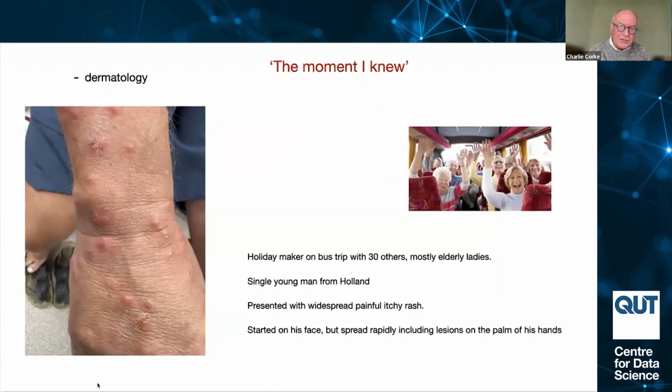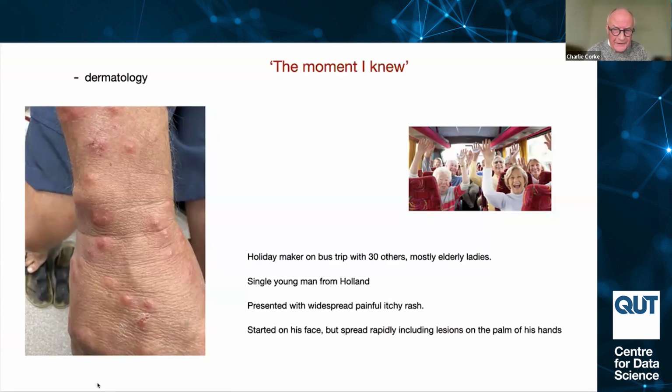And personally, people ask you, what's the moment you knew that this is something whose time has come? Well, the moment I knew. I work in a little emergency department, only 4 beds, in a little country town where I live. And there was a holidaymaker on a bus trip with 30 others who were mostly elderly ladies. So I've given you a little illustration of elderly ladies happily on the bus there. He was a single man from Holland. I don't know what he was doing with this lot, but anyway, he'd booked on this trip, and he presented to me with a widespread, itchy, painful rash.